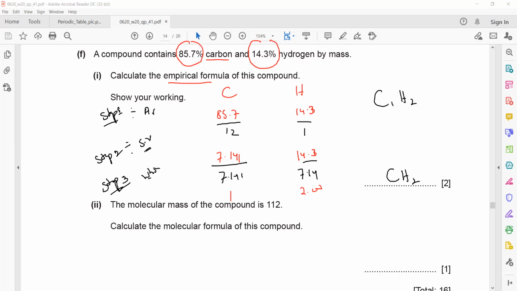Then we need the molecular formula. The molecular formula is the empirical formula times N. The empirical formula is CH2. What about N? N is the molecular mass divided by the empirical mass. The molecular mass is 112. The empirical mass you can get from the empirical formula: carbon is 12 plus hydrogen is 1 into 2, so 14. So 112 divided by 14.